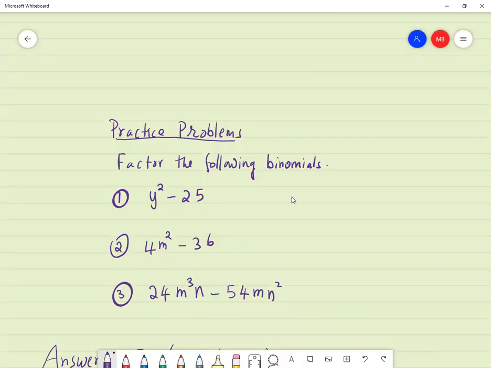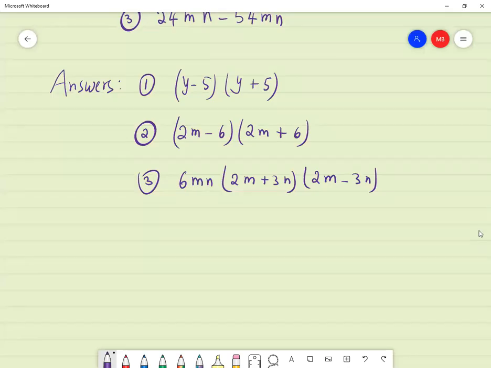I hope that you guys are now ready with this problem done. So now I'm going to show you the answers. Here are the answers, okay?